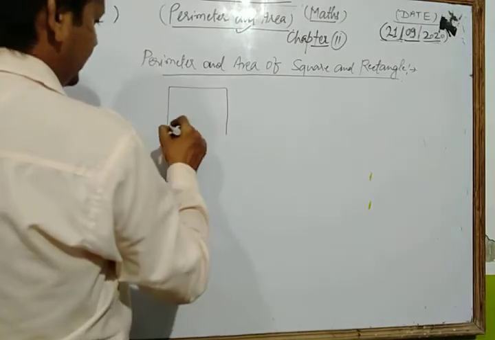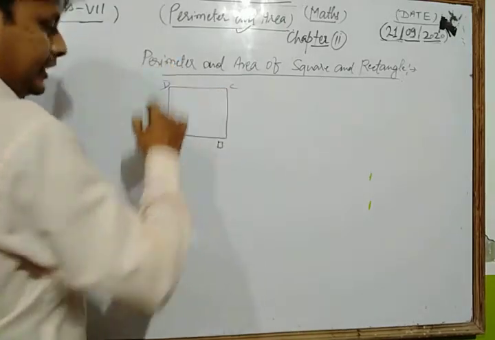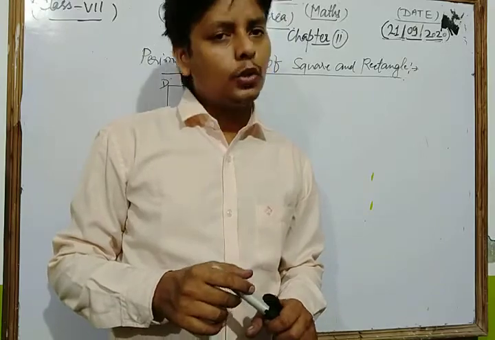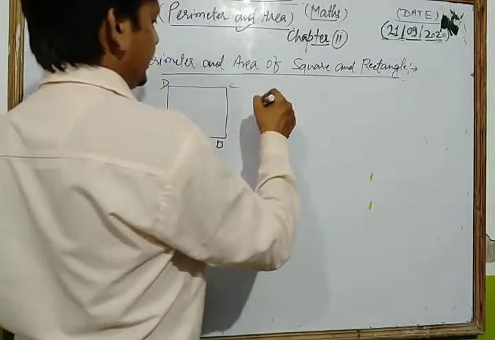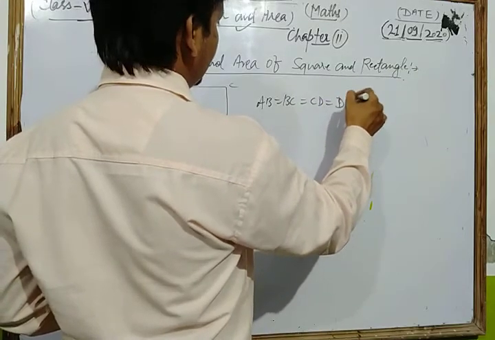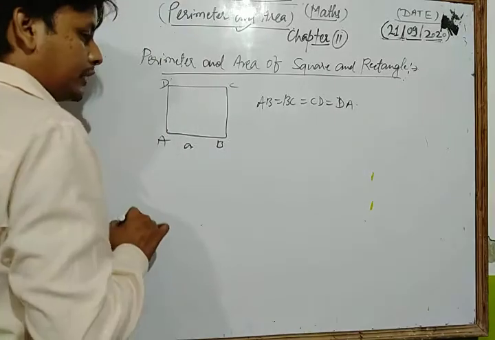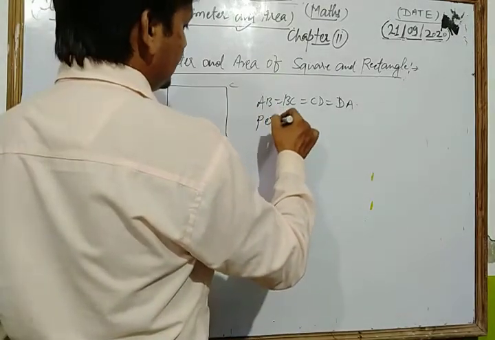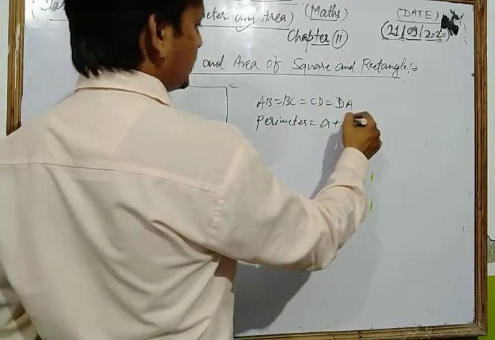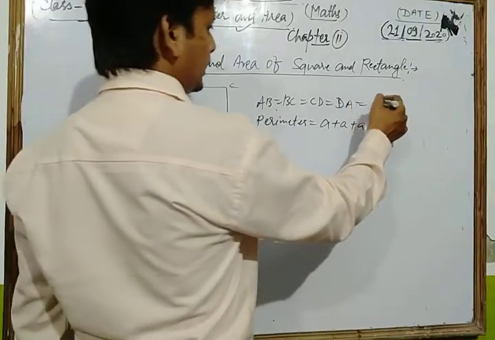Dear friends, you know that this is the shape of the square ABCD, and in a square all of its sides are equal to each other, means side AB is equal to side BC is equal to side CD is equal to side DA. This is the concept of a square. Let A be each side of the square, then its perimeter is what? Sum of all its sides, A plus A plus A plus A, because in a square all sides are equal.